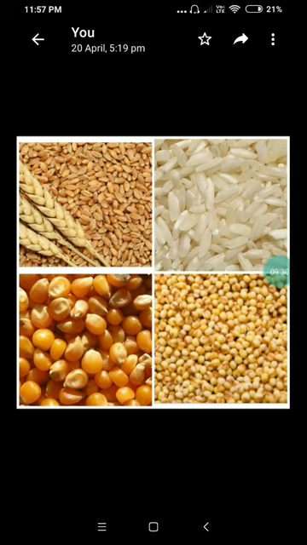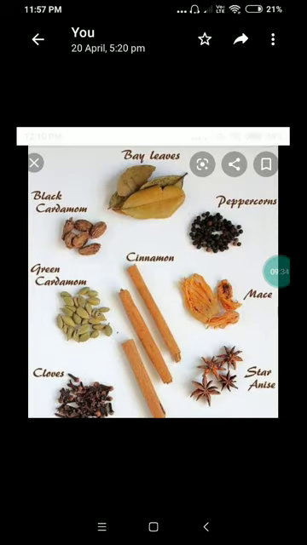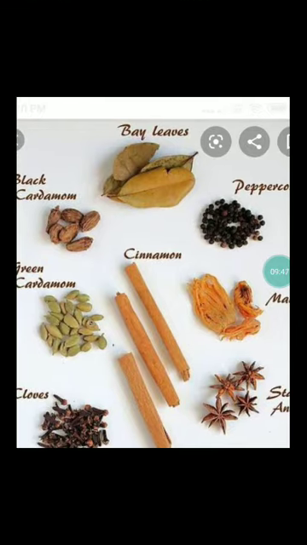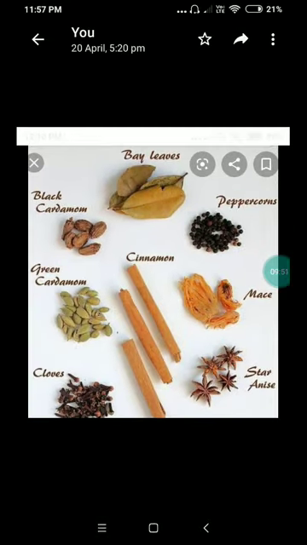Okay, let's go to the next topic, spices. Children, you like spicy food? Nowadays, your mother is also making some spicy dishes for you. Spices enhance the taste of food. Example, cinnamon, bay leaves, black cardamom, cloves, green cardamom, right?